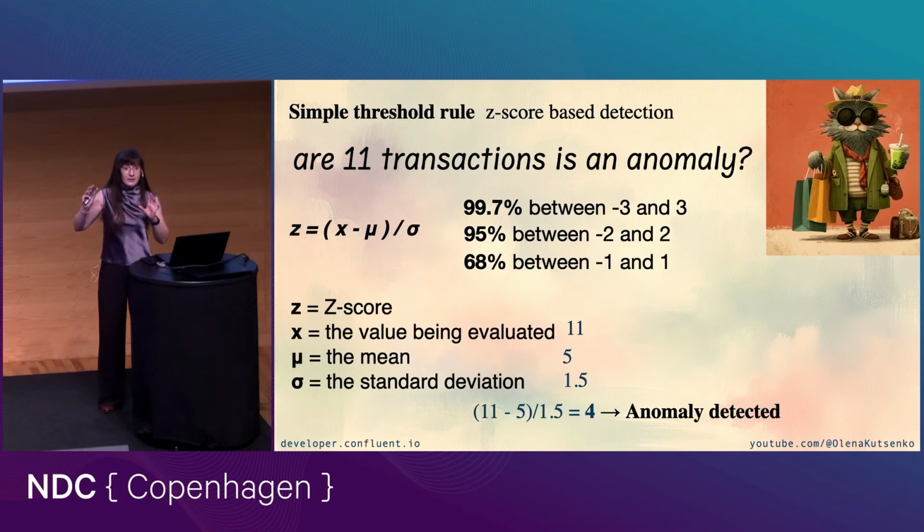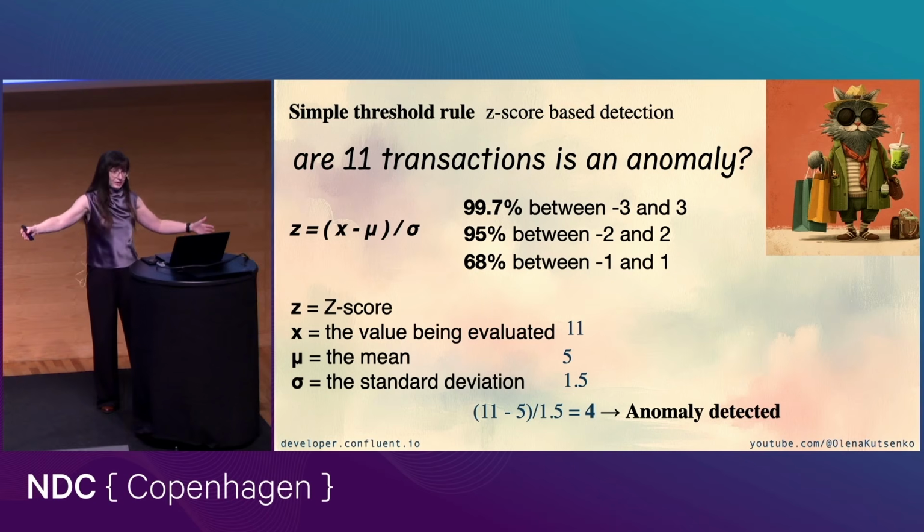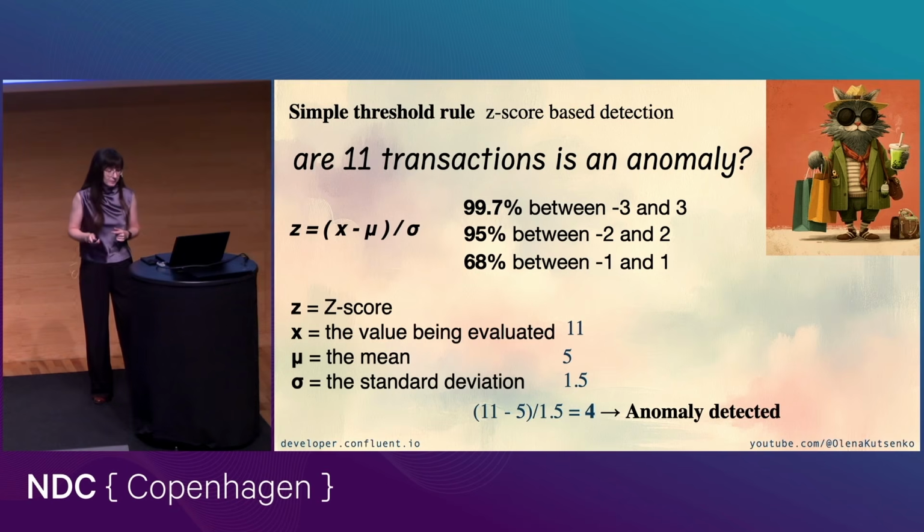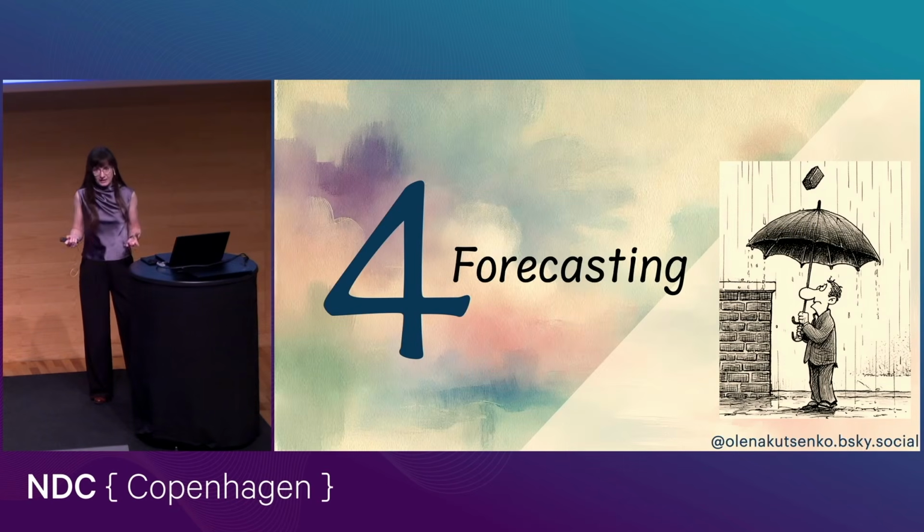And again, this is based just on probabilities. So we assume that 99.7% of events should fall within that mathematical probability, and the further it is outside of it, the more problems we expect. But this is not enough, obviously.